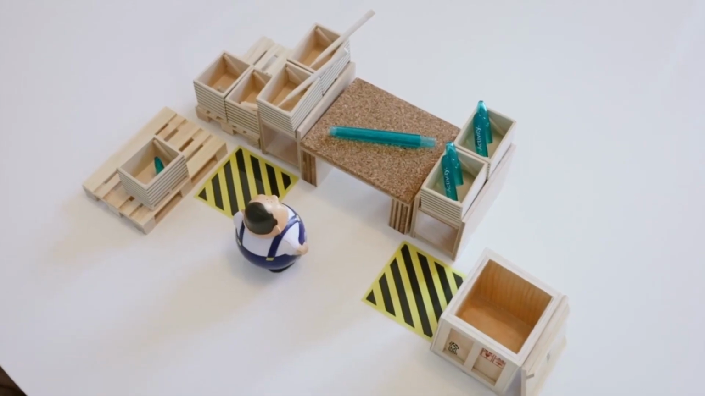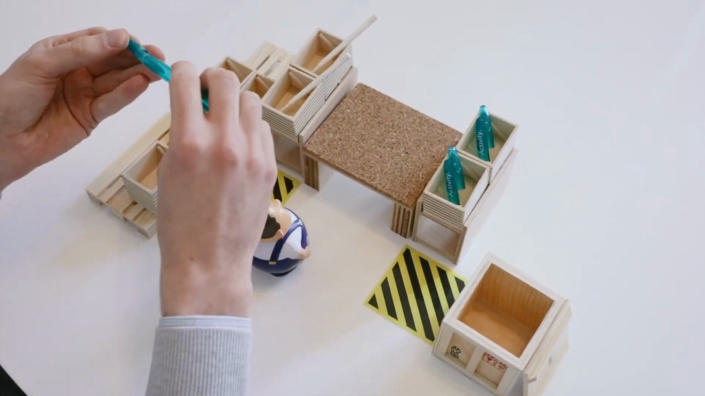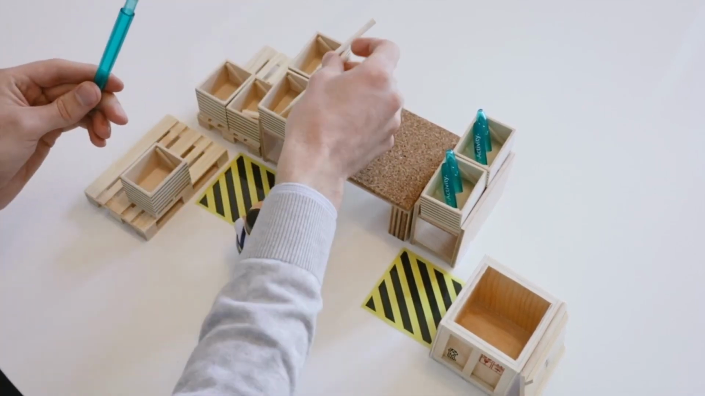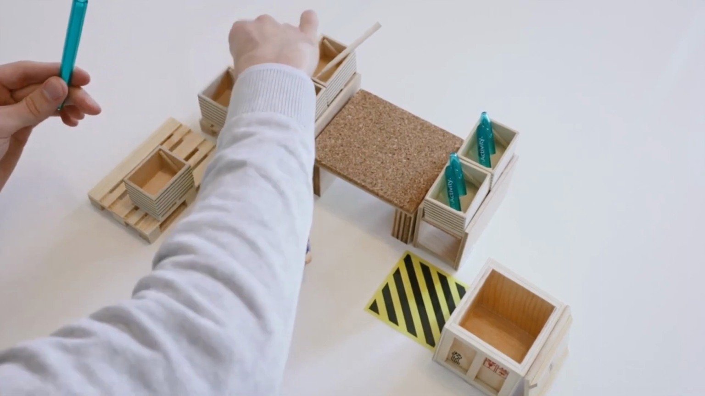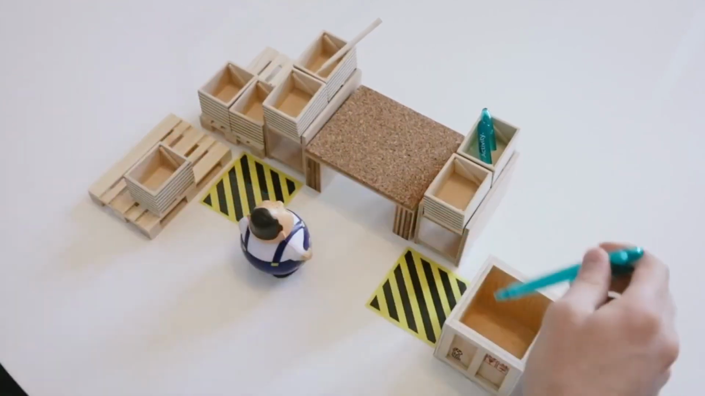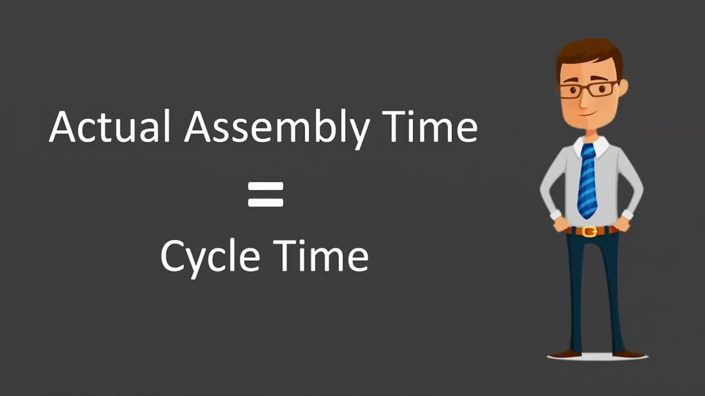Let's assume we have to assemble a simple pen. As you can see here, we try to assemble the pen as quickly as possible. The time to assemble this pen takes 15 seconds. These 15 seconds are the actual assembly time of this pen. We call the actual assembly time the cycle time. So one important lesson learned here is that the actual assembly time you see on the shop floor is not necessarily the takt time, but the cycle time.